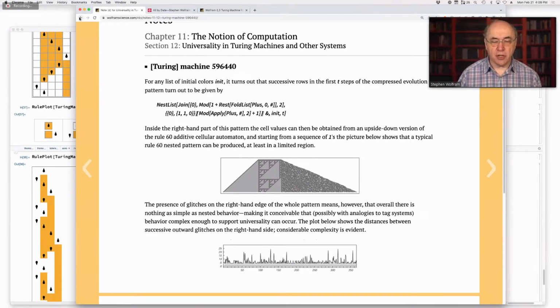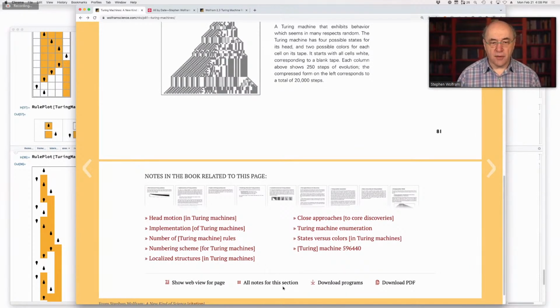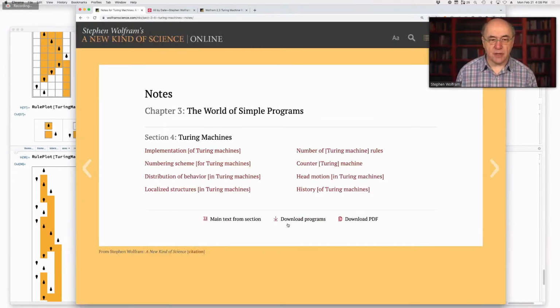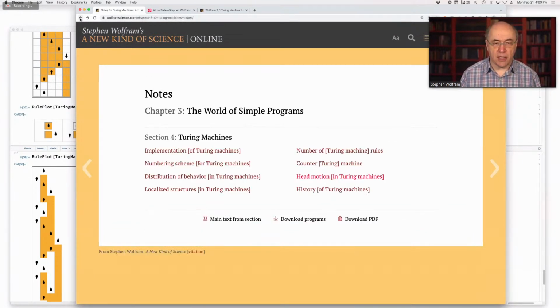So in Turing machines, the big discovery here is that it doesn't matter that you're just dealing with a single cell, a single head. The same thing that happens in cellular automata happens in Turing machines. Even very simple ones can produce extremely complicated behavior.